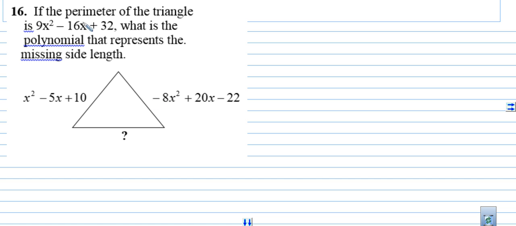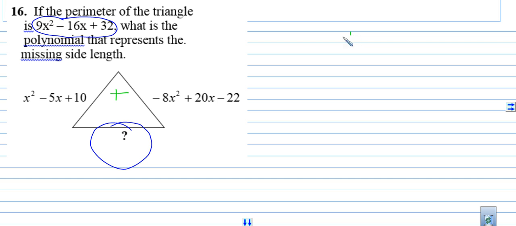Question number 16. It tells you the perimeter is this. It says what is the missing side? So we're looking for that. Well, when you have perimeter, you add all the sides up. So if we added all this plus this, we would get our perimeter. Which means if we took our perimeter and subtracted both of these, we would get that. So what we need to do is figure out what both of these are by adding them together. And then we can subtract that from this. So we would do 9x squared minus 16x plus 32 minus whatever we get here.